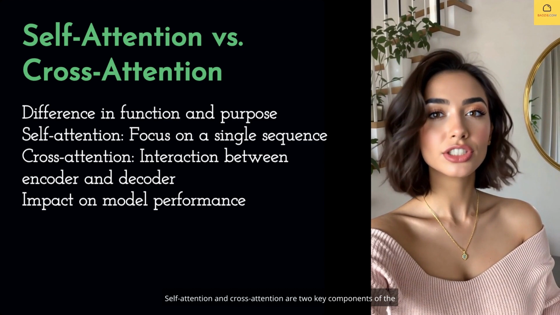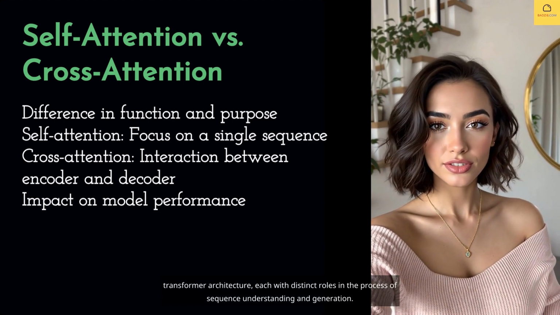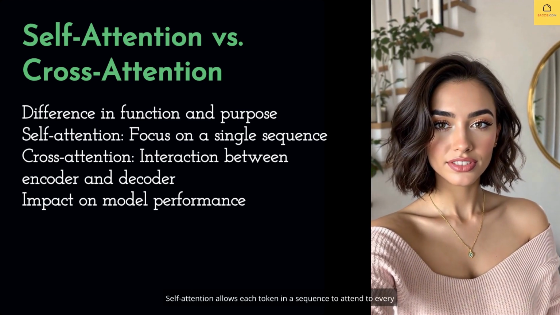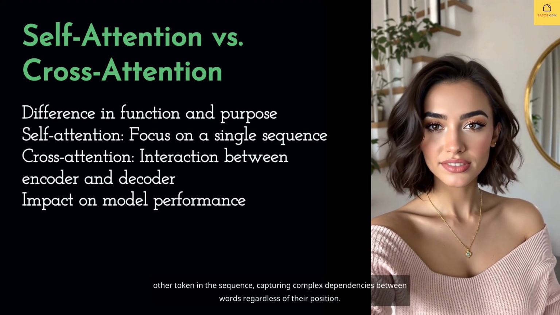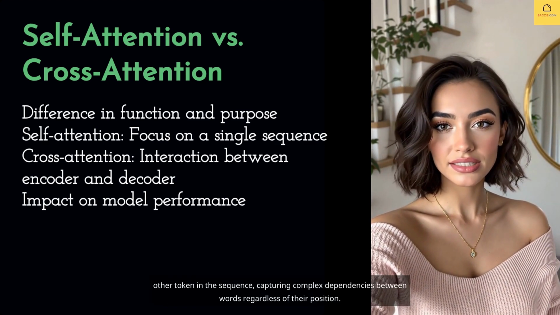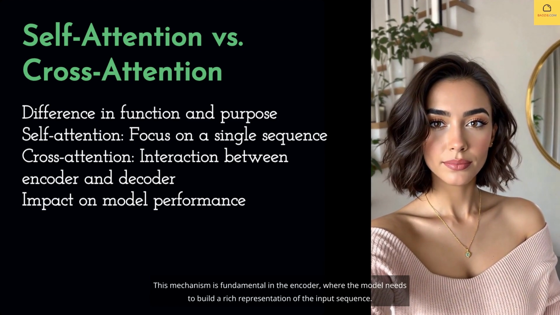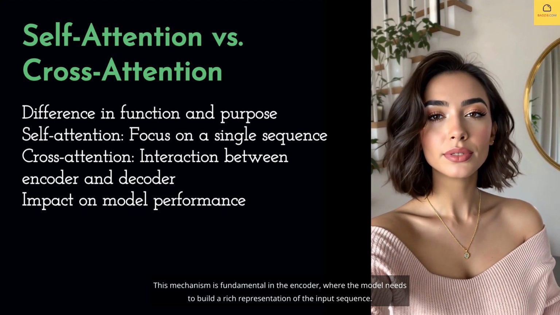Self-attention and cross-attention are two key components of the transformer architecture, each with distinct roles in the process of sequence understanding and generation. Self-attention allows each token in a sequence to attend to every other token in the sequence, capturing complex dependencies between words regardless of their position. This mechanism is fundamental in the encoder, where the model needs to build a rich representation of the input sequence.